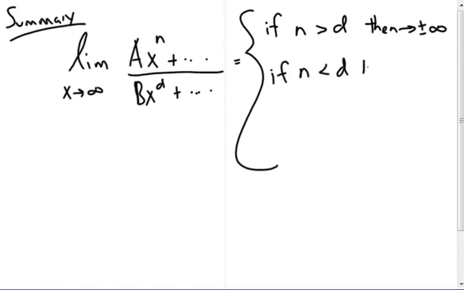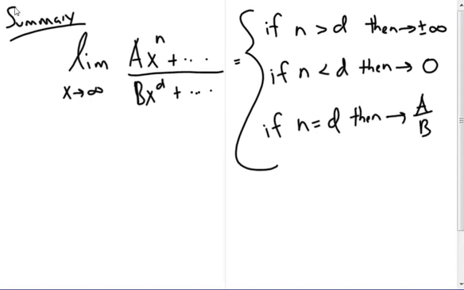If the denominator is bigger than the numerator, or numerator less than the denominator, then we approach 0. You kind of think of it as like the denominator swallows it up, and it approaches 0. If they are equal, then it's going to be the ratio of those leading coefficients, which I have labeled here as A and B. All right, that's great. We're happy and excited about that.